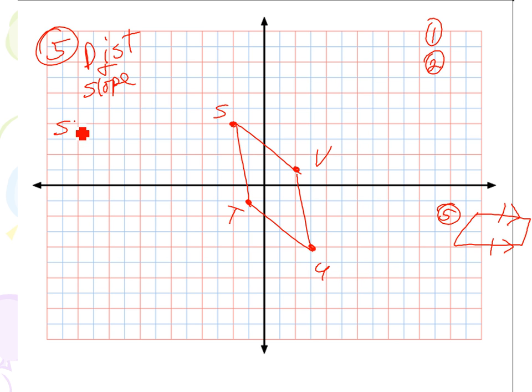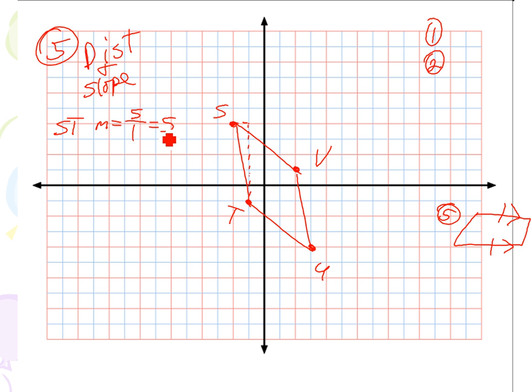ST. So the first thing with ST I'm going to do is I'm going to find the slope. How much did I go up? Do I need to put my finger here and count it for you? Ready? Is everybody ready? Count for me. How much did I go up? 5, that's our rise. How much did I go over? So the slope of that is 5 over 1 or 5.